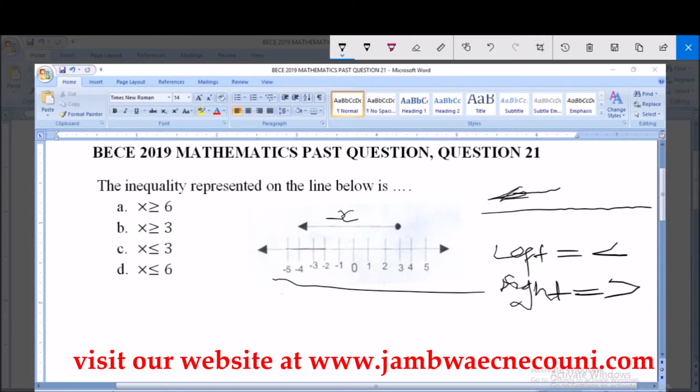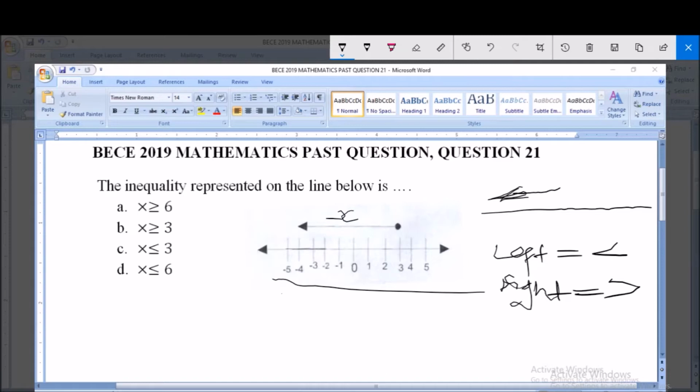Now, another point you need to know is that when given an inequality, the dots of the line, that is this circle of the line given, some might be shaded and some might not be shaded. Now, when you have it shaded, it means that it is equal to. But when it is left not shaded, it means it is not equal to.